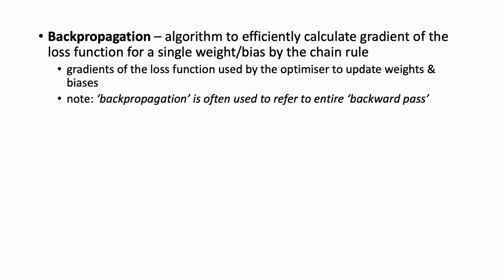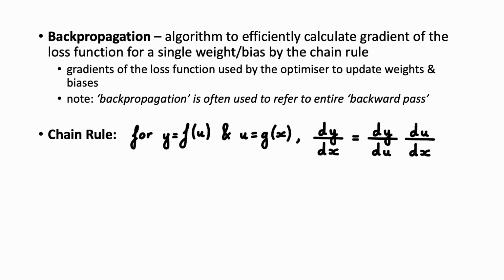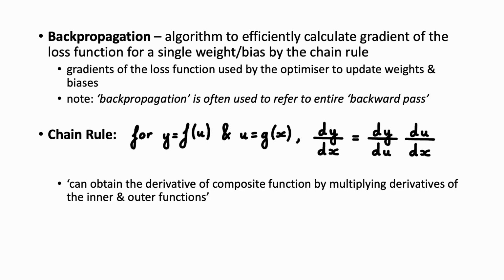network. It is important to note that some people use the term backpropagation to refer to the entire backward pass as opposed to just the algorithm. The chain rule of differentiation is shown for the function y that is composed of the outer function f and the inner function g. What the chain rule demonstrates is that we can obtain the derivative of a composite function, which is a function within a function, and in this case y, by multiplying derivatives of the inner and outer functions.